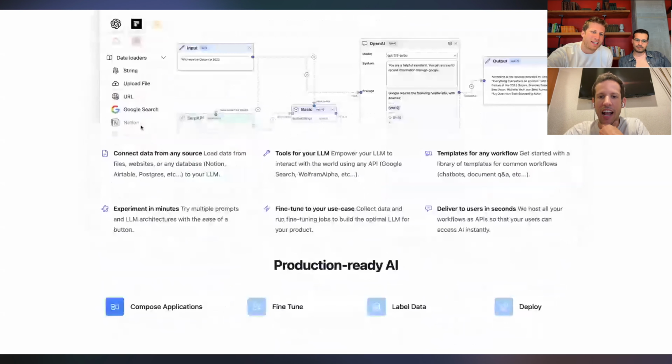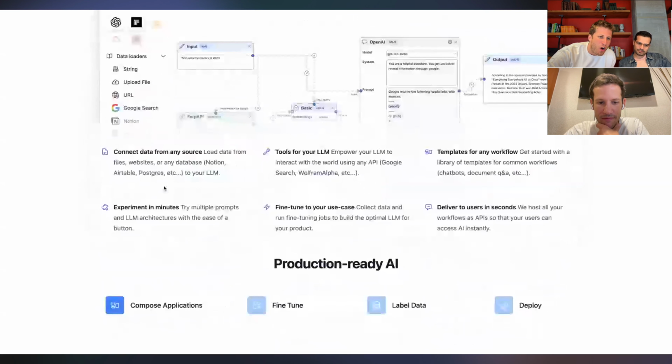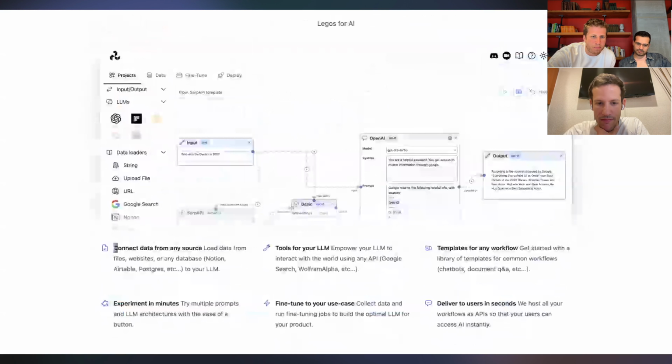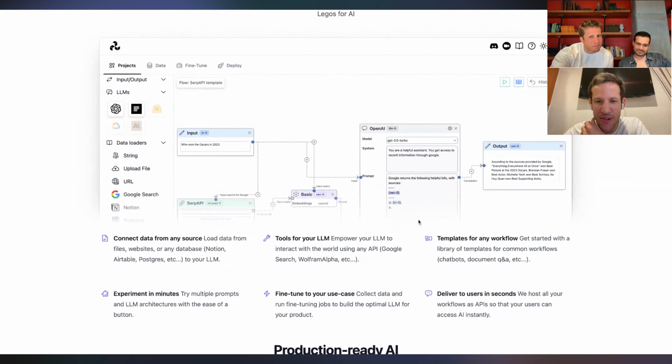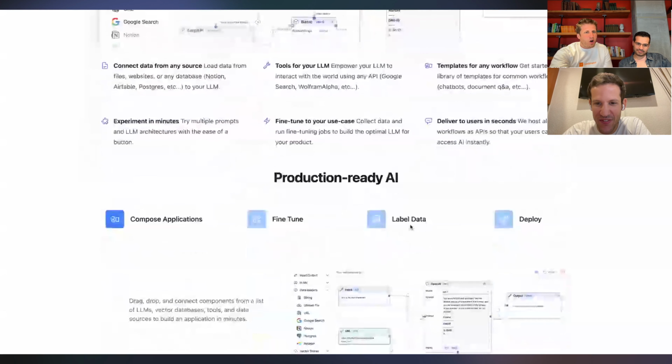And what's really nice is that all these points are places where someone can hover around and they have hot points. Maybe there's connect data and it's this icon over here. And then maybe experiment in minutes and it's the play button over here. And then deliver to users in seconds and it's the, I'm not sure where the share button is, but maybe it's down here. Yeah, I see what you mean. More so moving interactive.